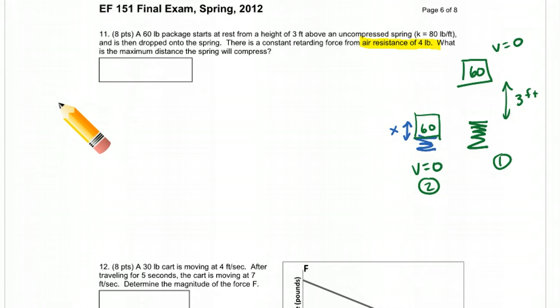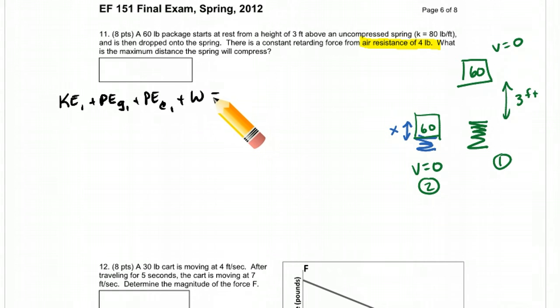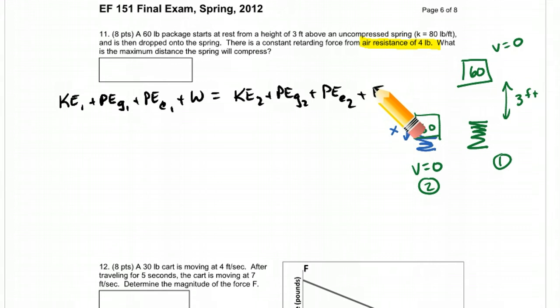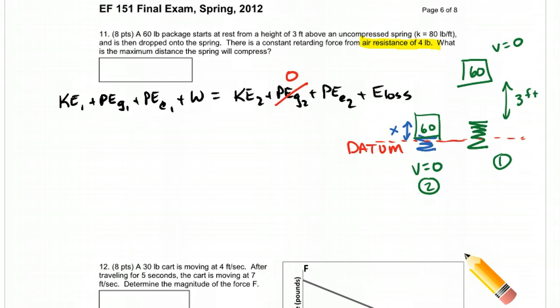So let's write out all our terms here. Kinetic energy at state 1, potential gravitational, potential elastic, plus work in is equal to the same at state 2: kinetic, gravitational, elastic 2 plus E loss. For gravitational we need to find a datum. We've talked about this a lot. The lowest point doesn't have to be known, but we know things in relation to that. So that will make my final potential gravitational energy 0, setting the datum at that point. This distance will be 3 plus x, the initial height here.